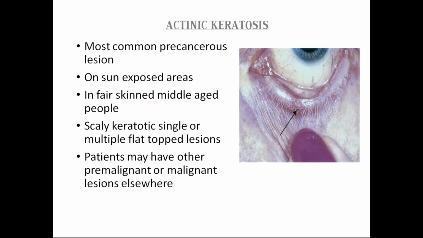Now, coming to precancerous lesions. The first and most common is actinic keratosis. You can see here an example of a precancerous lesion. It's usually seen in sun-exposed areas and is more common in fair-skinned, middle-aged people. It presents as scaly keratotic single or multiple flat-topped lesions.